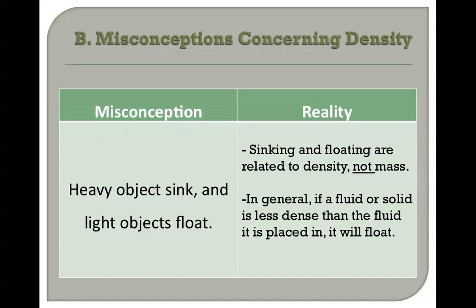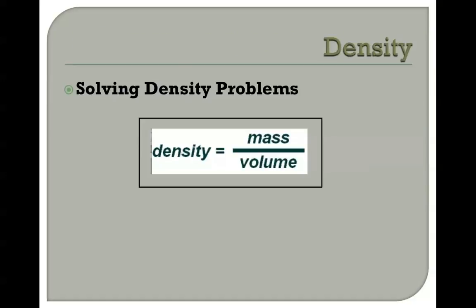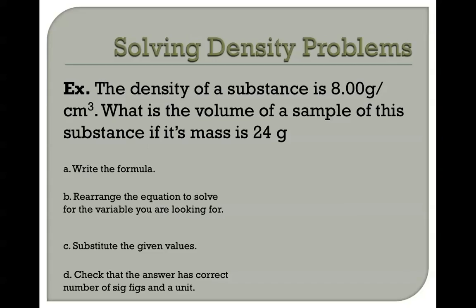Alright, so solving density problems. Density is going to be mass divided by volume. So again, that ratio of mass to volume. And we're going to go through an example. So here we have the density of a substance is 8 grams per centimeters cubed. What is the volume of a sample of this substance if its mass is 24 grams? So we're given density and we're given mass, so we're looking for volume.